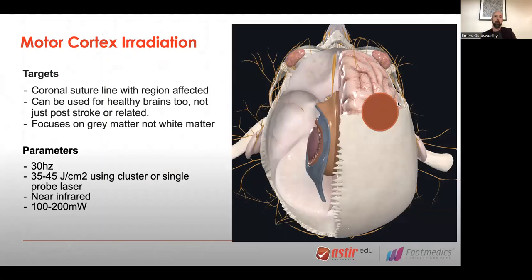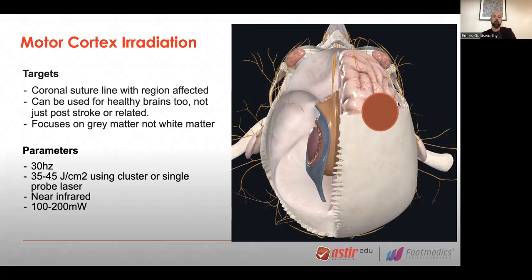Now, remember, if it's the left side of the body, it's the right side of the brain. If it's the left brain, it's the right side of the body. Okay, and that's what you've got to always get right. Don't be treating the same side. Sorry, let me rephrase that. If it's the left side of the body that has a motor deficit or is not performing something properly, weakness in a muscle specifically, it's the right side of the brain.